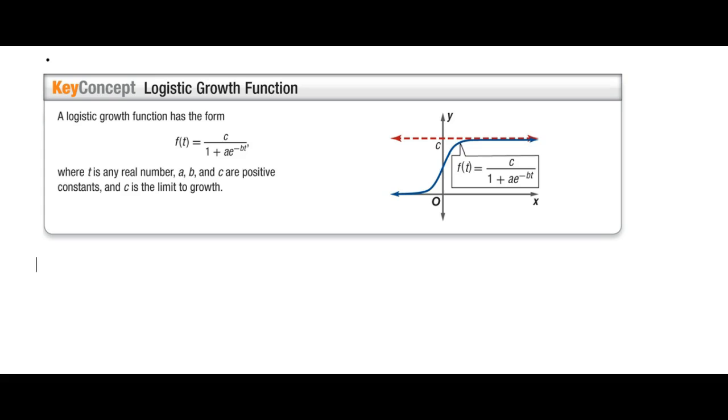The next type of function we're going to be looking at is called the logistic growth function. As you can see, it has the form shown to the right here, and the function over the variable t, if x was our time variable, would be essentially c over 1 plus a constant a times e to the negative constant b times our independent variable x or t. t can be any real number that we put in for x. So let's go ahead and look at this on the calculator.